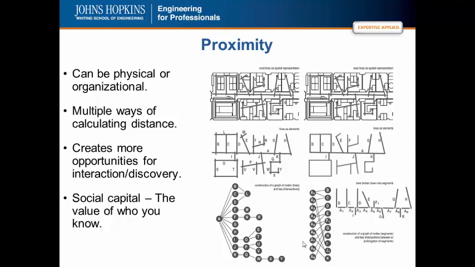We find that in open office plans, actually seeing somebody or having a radial distance of how far you have to turn your head to see somebody is more indicative of a relationship than the actual number of steps it takes or the metric distance it takes to get from one node to the other.